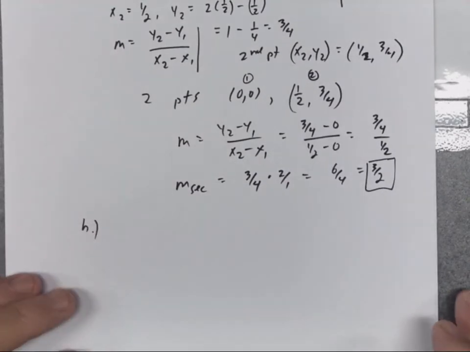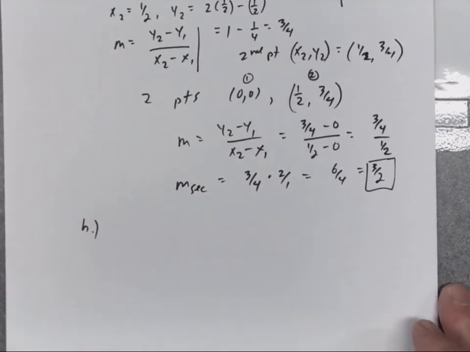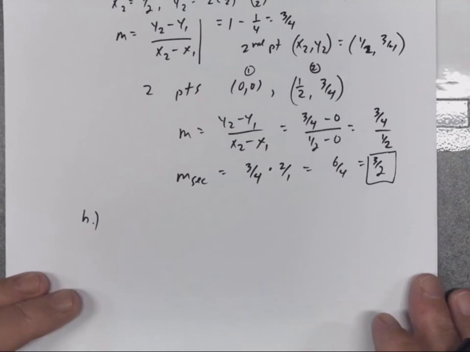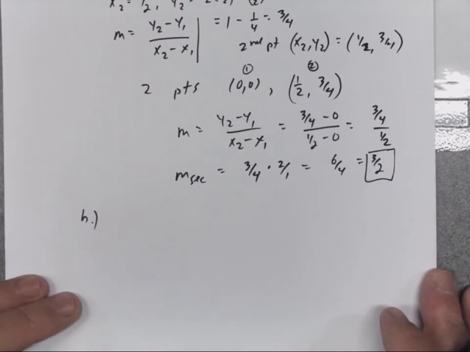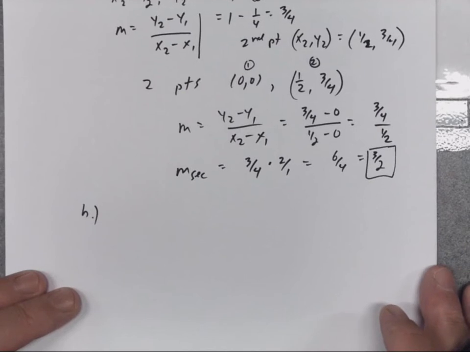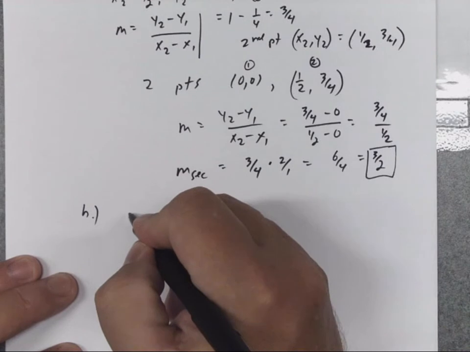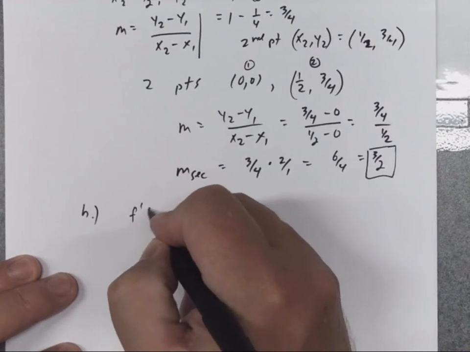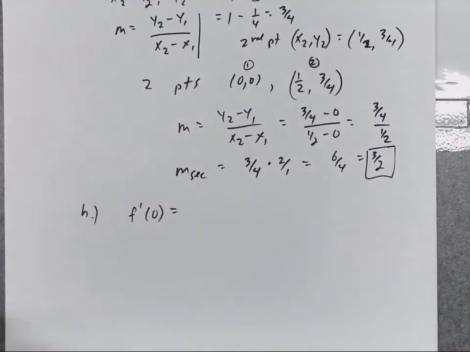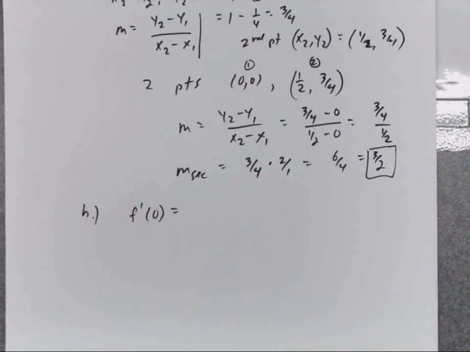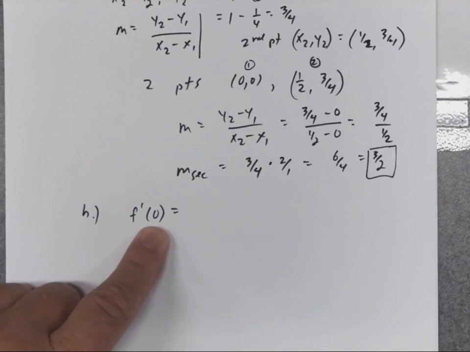Now, part B of this problem says use calculus to compute the slope of the line that is tangent to the graph at x equals 0 and compare with part A. So basically what they're saying is, go find the derivative. The derivative means the slope of the tangent line, and go actually find the slope of the tangent line when x is 0.